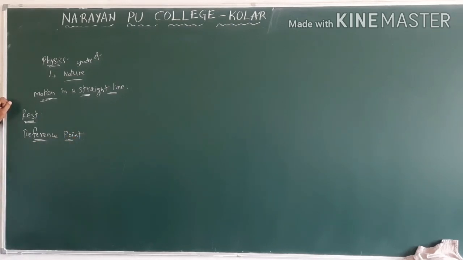So what does this reference point mean? In your home, in our classroom, we can take this reference point. How will we take it? To say whether an object is at rest or in motion, we take one reference point. Suppose I am in a college classroom, in front of the board. Now the board is the reference point for me.